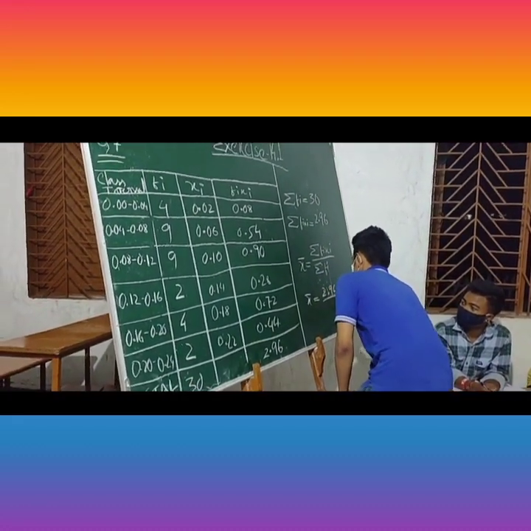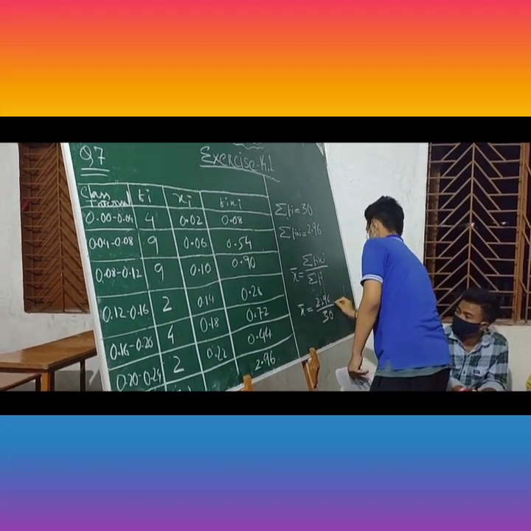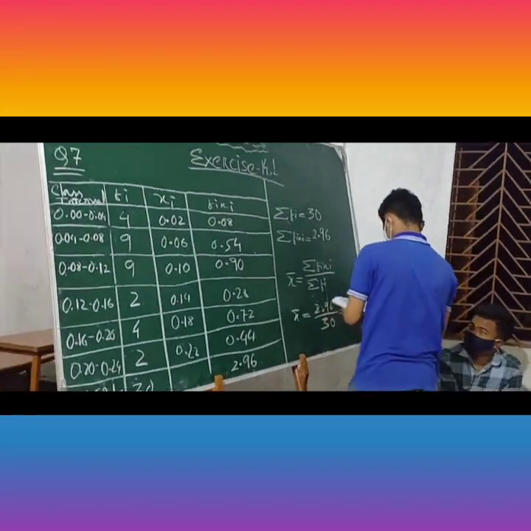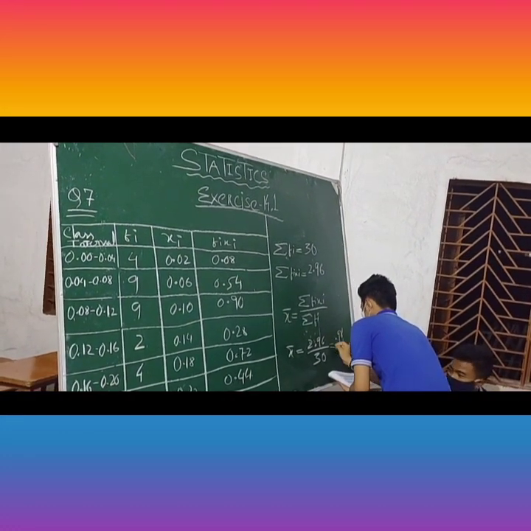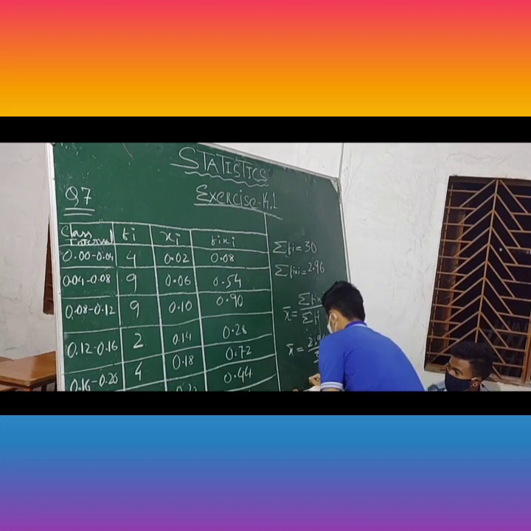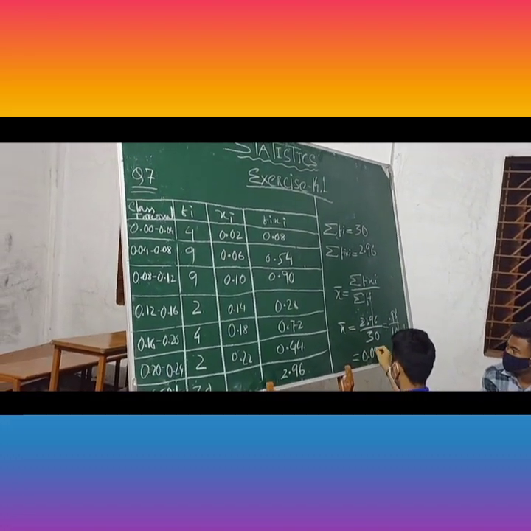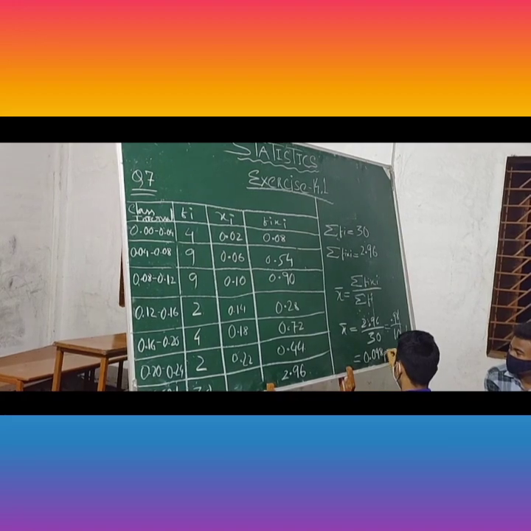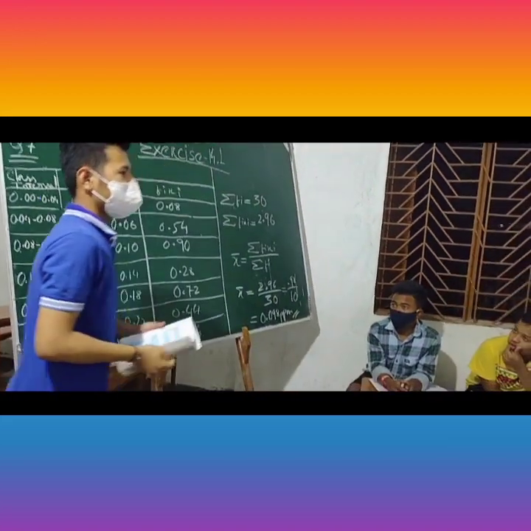So here we get X bar, that is called mean, 2.96 divided by 30, that is equal to 0.98 by 10, and this gives us 0.098 ppm. So this is the required answer.